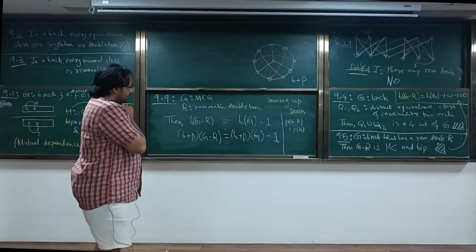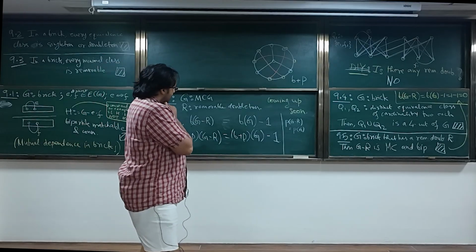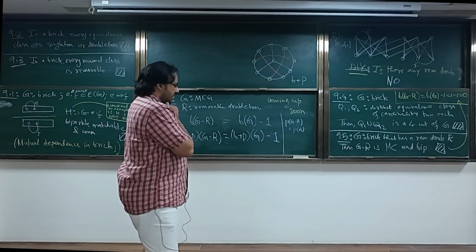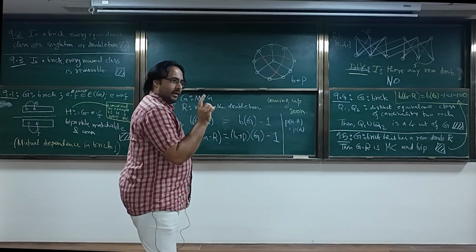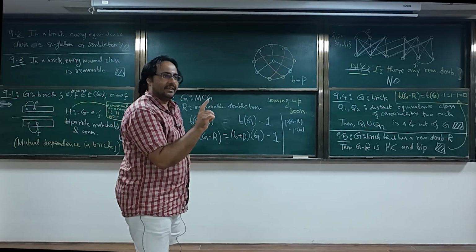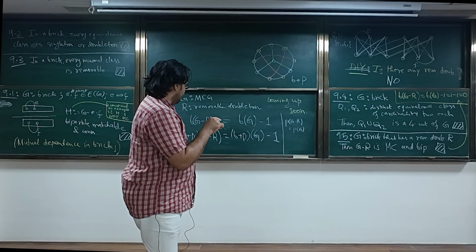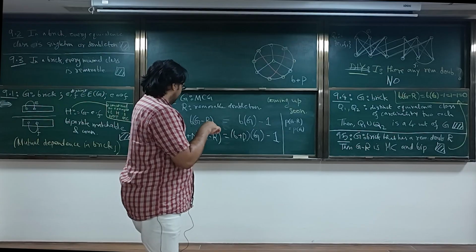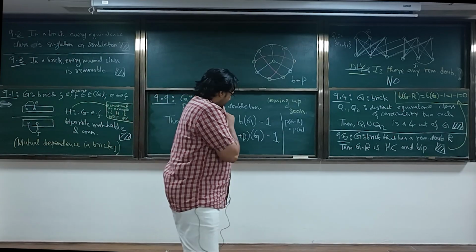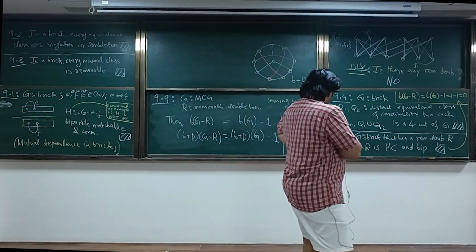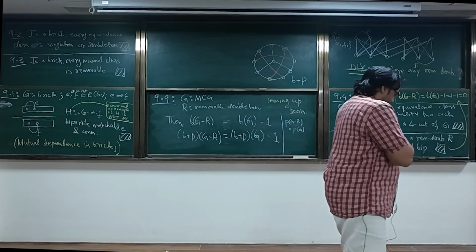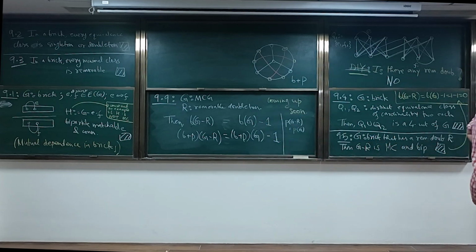Let me think. Isn't B plus P just B of G plus P of G? Yes, it is. I did not define it. Okay, so then you can just plug in P of G, and the minus 1 will go away. Okay, I see your point. So the number of Peterson bricks in G minus R is the same as the number of Peterson bricks in G.